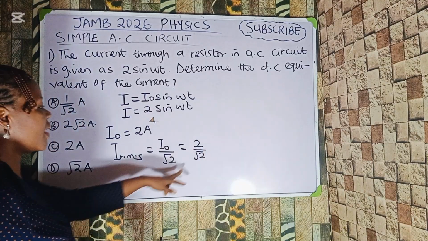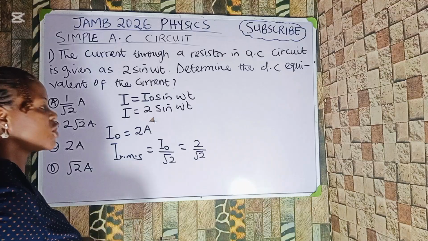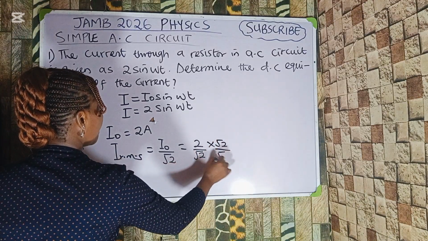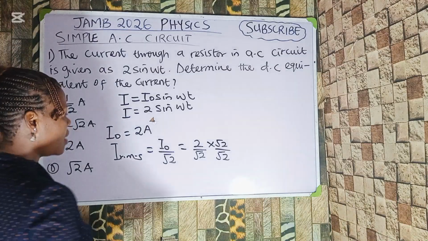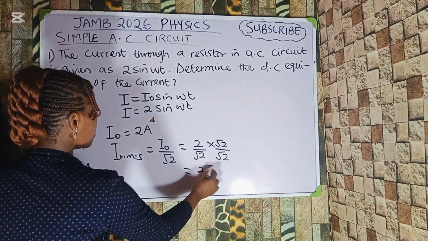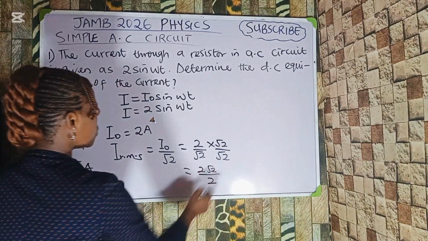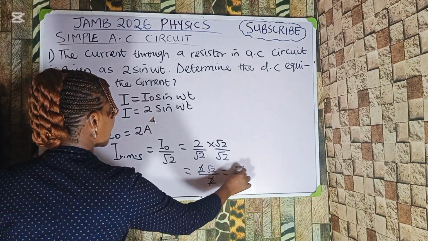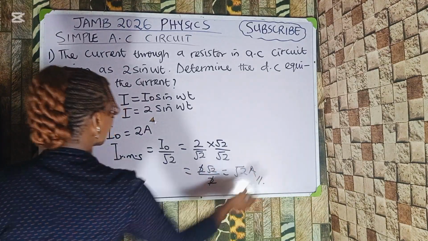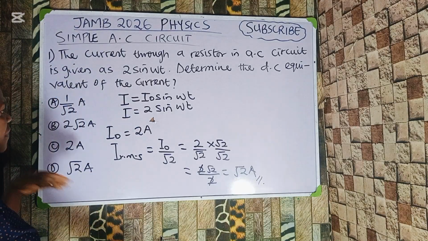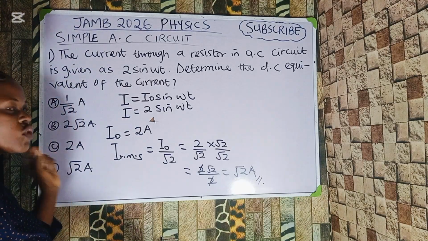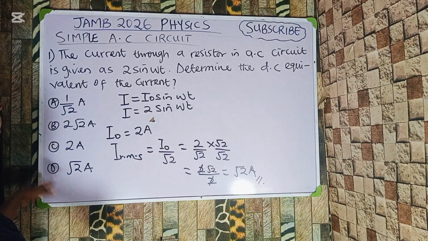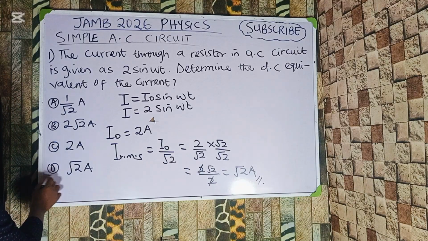Okay, now we can't leave our answer this way. We have to rationalize the denominator. We now multiply root 2 by root 2. Okay, now we give rise to 2 root 2 over 2, right? Then if we cancel out, we are going to have what? Root 2 amperes. Okay, so my DC equivalent of the current, which is the same thing as the root mean square of the current, is said to be what? Root 2. So that makes option D the correct answer.